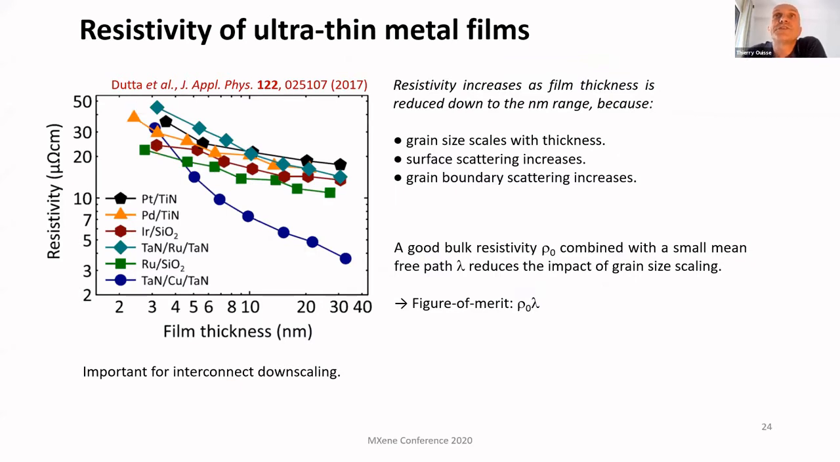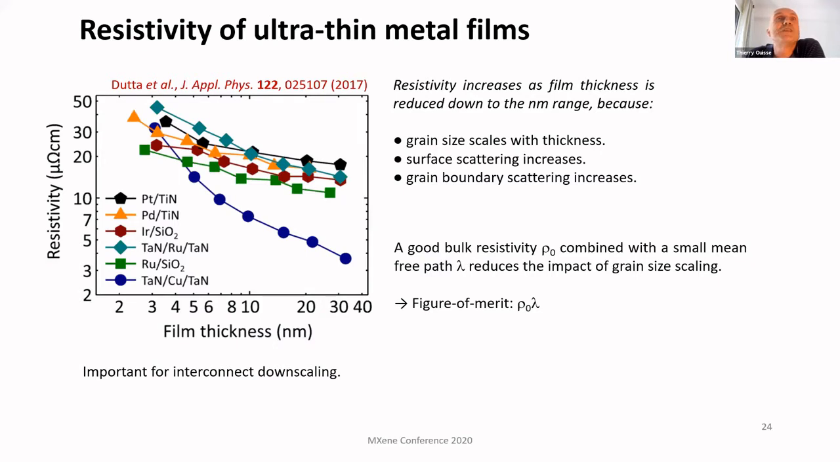And there are a number of reasons for this. On the one hand, the grain size scales with thickness, and grain boundary scattering increases. On the other hand, surface scattering increases too. So if we want to consider a suitable figure of merit, it is not necessarily a good idea to select a material with a high mean free path. Of course, this gives us a good resistivity, but this resistivity is more prone to degradation with downscaling. So it's better to obtain a good resistivity thanks to a large carrier density.